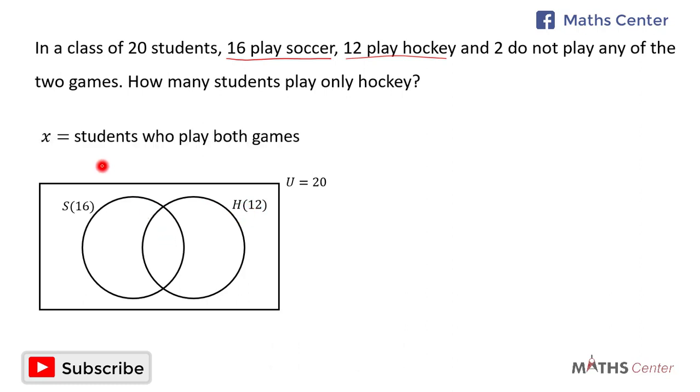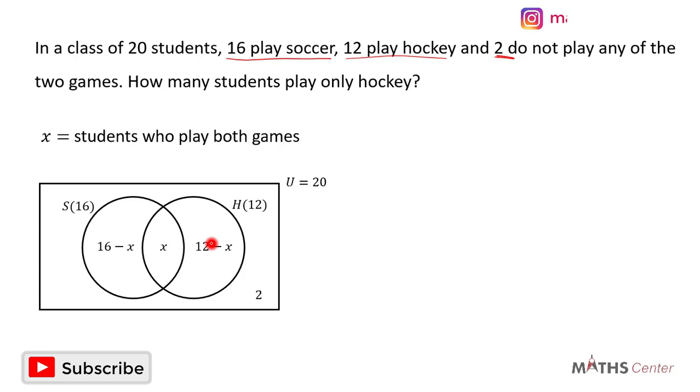Let's assume that X is equal to the number of students who play both games. So this region will be X. If here is X, then it means that the number of students who play soccer only will be 16 minus X, and the number of students who play hockey only will be 12 minus X. The question tells us that 2 students do not play any of the two games. So it means that (S ∪ H) complement is 2. So you indicate that here.